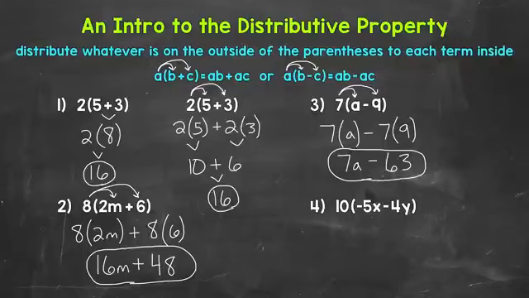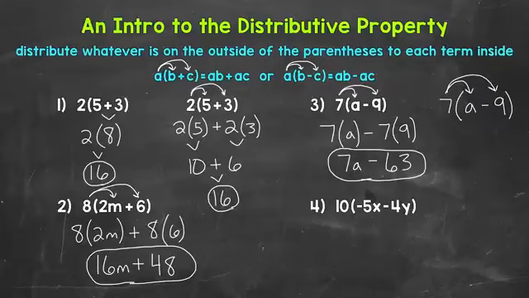Again, 7a minus 63. Now I do want to mention another way to think through this, and this is another way to think through whenever subtraction or negatives are involved. So let me rewrite the expression and then distribute the 7.